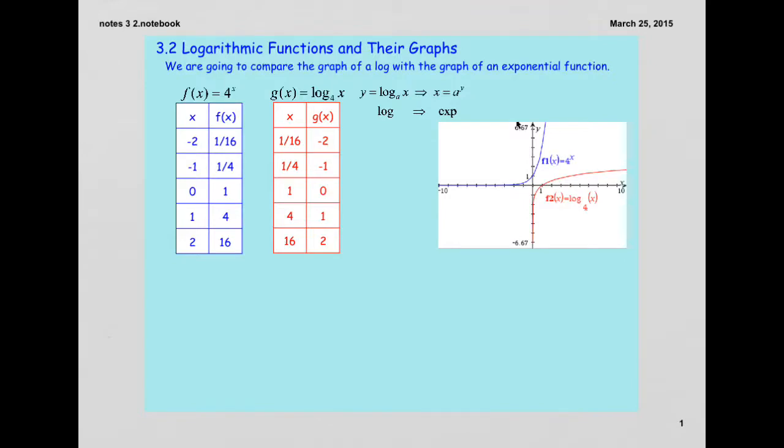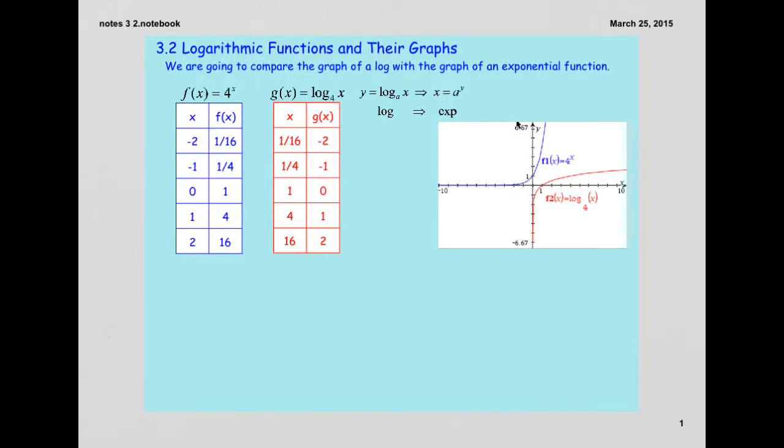So the first thing we're going to do is compare the graph of a log with the graph of an exponential function. So we're looking at f of x equals 4 to the x and g of x is equal to log base 4 of x. Now, to be able to get the numbers for my log, I know that y equals the log base a of x, which means that x is equal to a to the y. That's going from log to exponential form, because it is very easy for us to graph exponential.